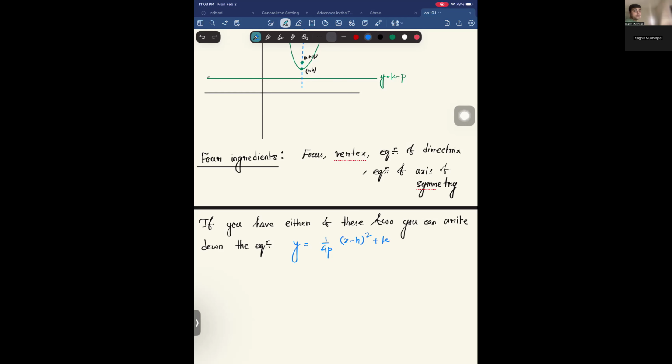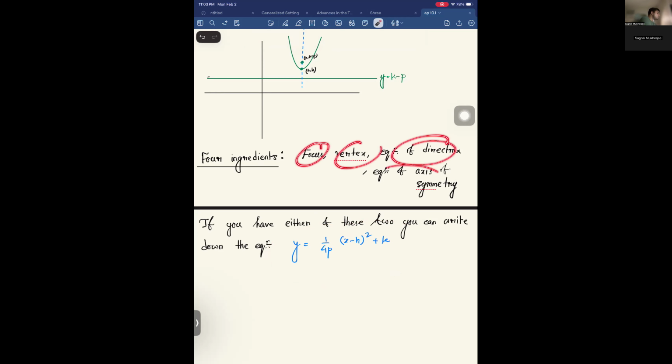Suppose I give you an equation of parabola which looks like this. Then from there, you can write down the points, meaning focus and vertex, the line of directrix, the line of symmetry, and everything. Okay. So if I give you just either of these two, you're good. So with either two of these 4 components, you can write down the equation, and vice versa.